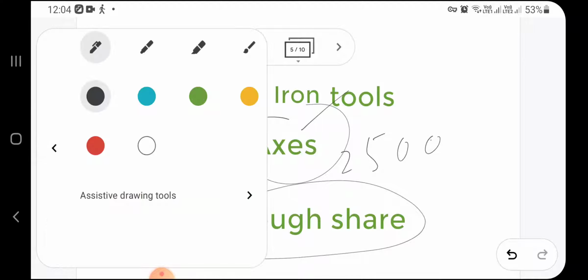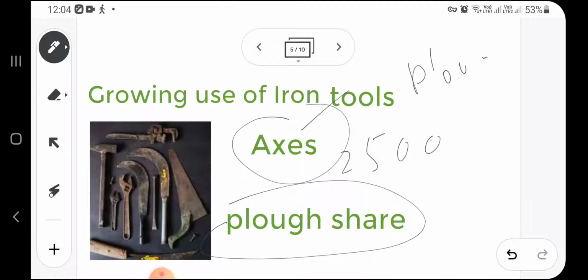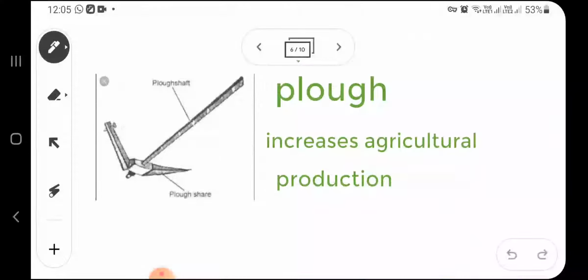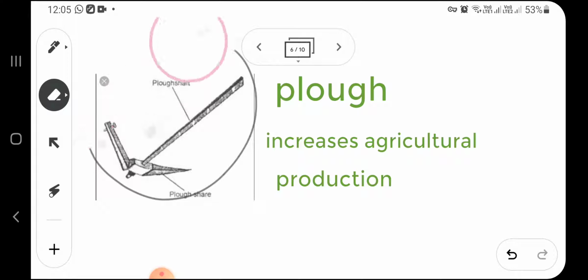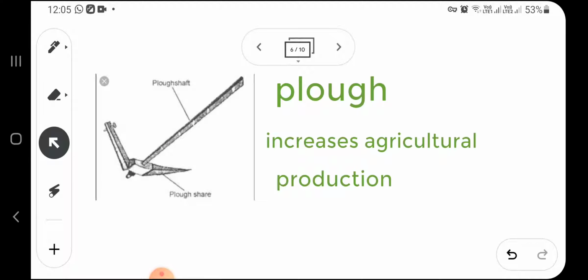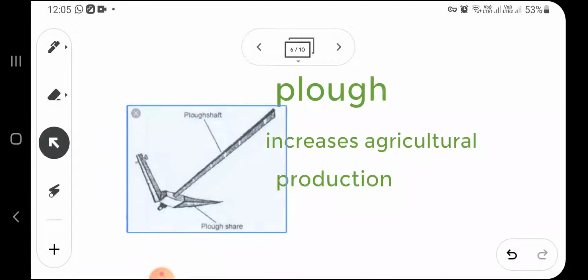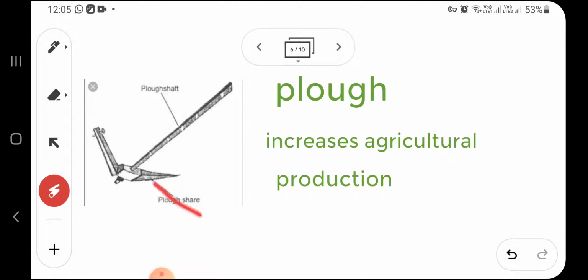What is the difference between a plow and a plowshare? Here it is. You can see these are the components of the plow. So this is the plow. Here you can see this component is called the plowshare. And this is called the plow shaft.